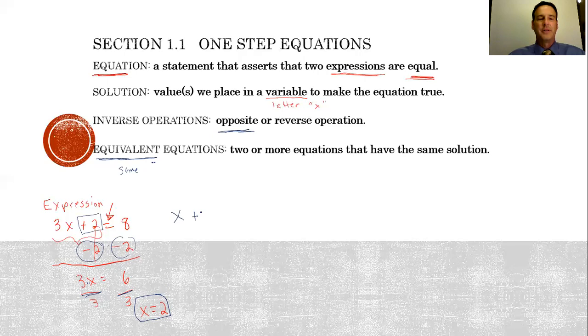X plus 1 is equal to 3. Okay? Very simple. What would X be in order to make a true statement? Well, yeah, X is probably 2, and we get that by subtracting 1 from both sides. Okay, but these two items here are equivalent equations because they provide us with solutions that are the same.